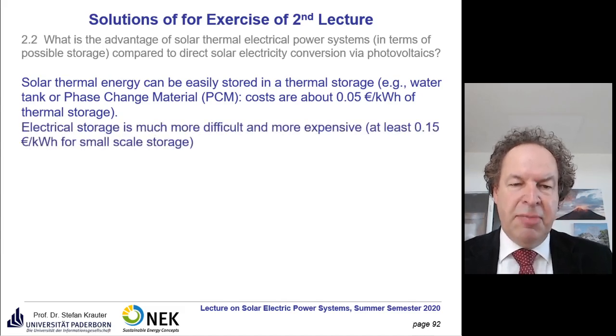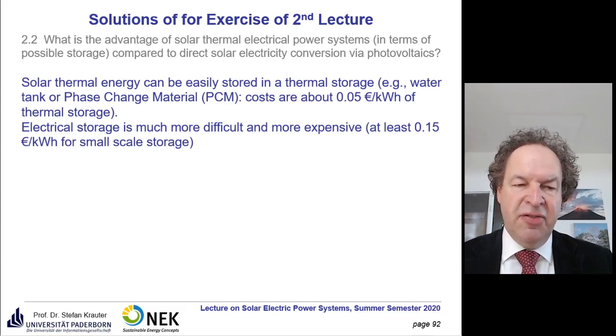Electrical storage is much more difficult and more expensive. Small-scale storage is in the vicinity of 15 cents per kilowatt hour. If you go to large-scale storage, for example pumped hydropower plants, prices may go down to 5 cents per kilowatt hour.